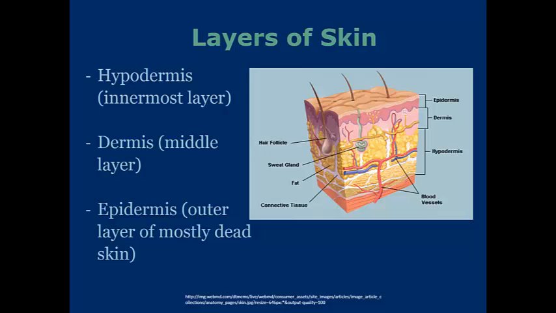The dermis is the middle layer. This is where a lot of your hair follicles are situated. And lastly, the epidermis is the topmost layer. This is mostly dead skin though, but it is the first barrier that anything comes into contact with. It comes in contact with your body.